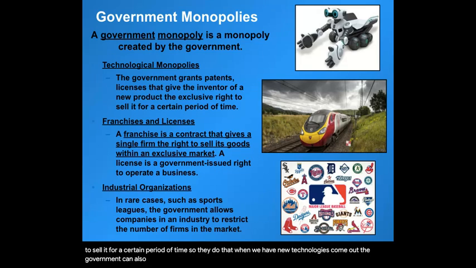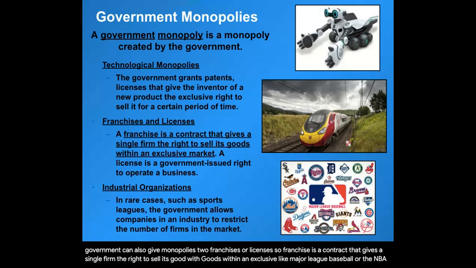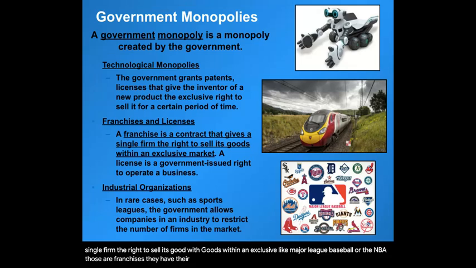The government can also give monopolies to franchises or licenses. So, a franchise is a contract that gives a single firm the right to sell its goods within an exclusive market. If you think of franchises, you can think of Major League Baseball or the NBA. Those are franchises, they have their licenses to run. We don't have more than one Major League Baseball league in the United States or more than one National Basketball Association. We have those single leagues because they have their franchises and their licenses. And then we also have industrial organizations as well.